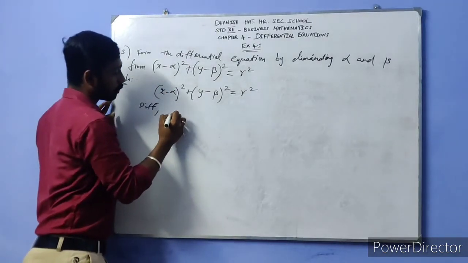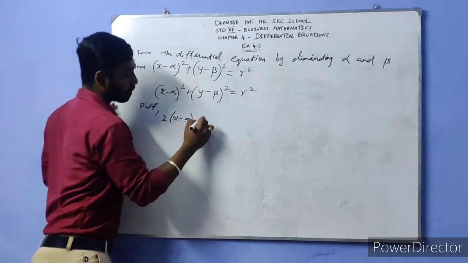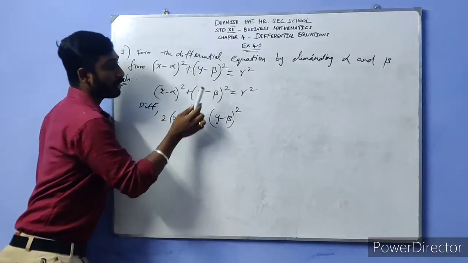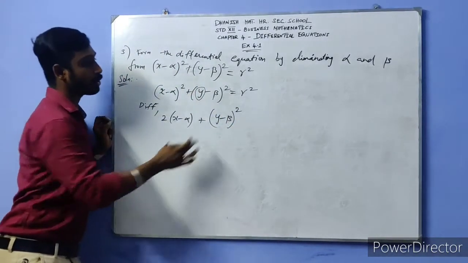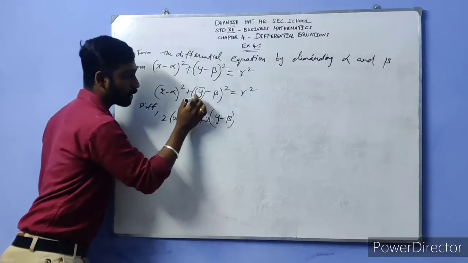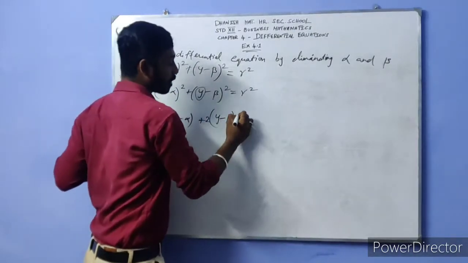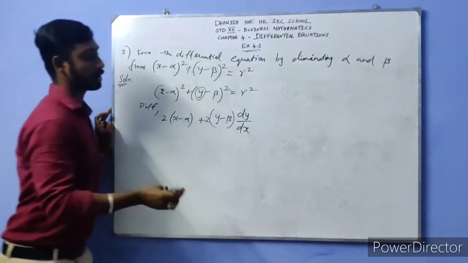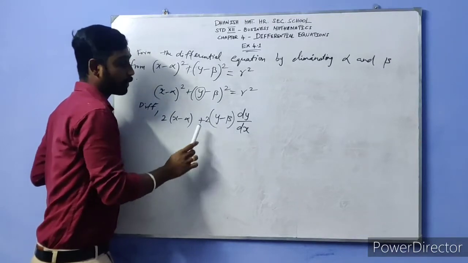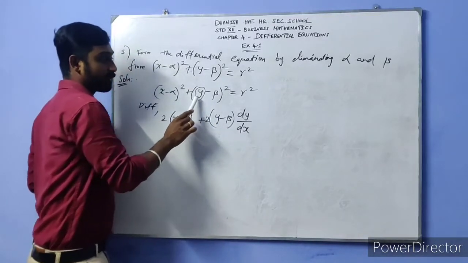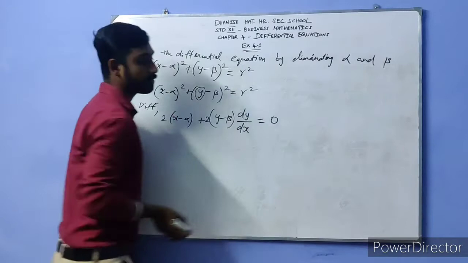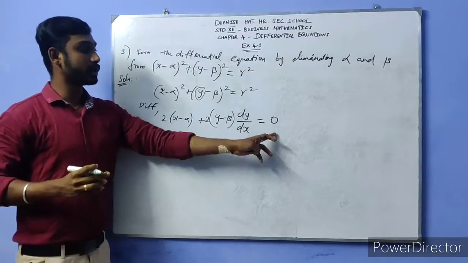It will give 2(x minus alpha) plus, here itself, (y minus beta) whole square. Here we have y, so the 2 comes in front from the (y minus beta). Then we differentiate y, which gives dy divided by dx. So differentiation of (y minus beta) will be 2(y minus beta) dy divided by dx. The r square is a constant value, and the differentiation of a constant is 0 here.